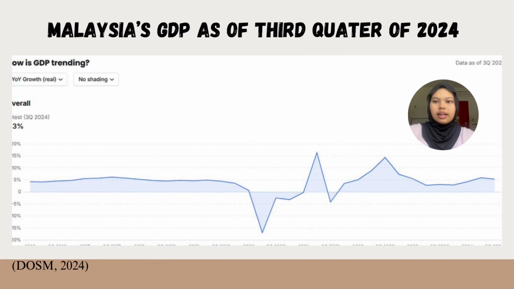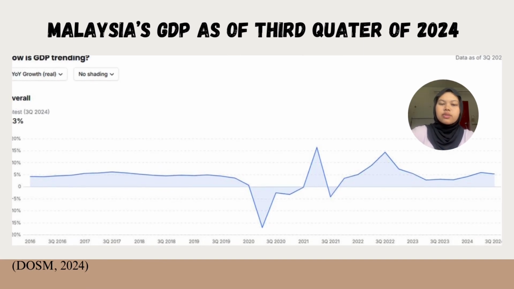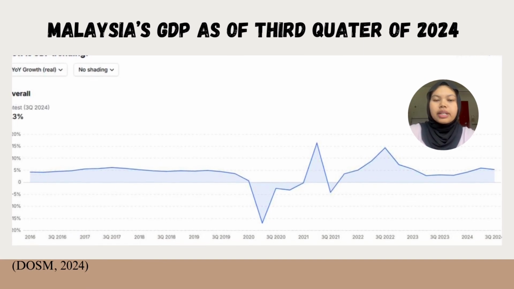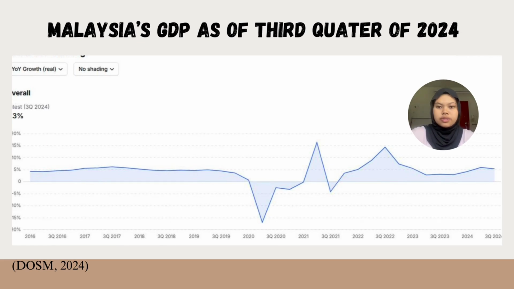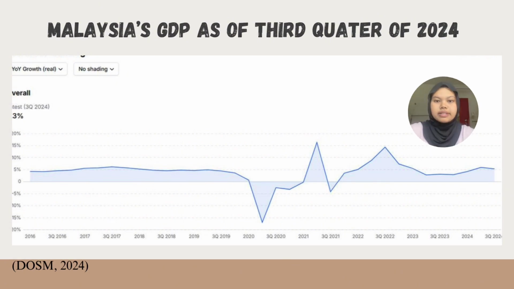As you can see on the slide is the graph of GDP growth since 2016 and the latest update from the Department of Statistics Malaysia, or DOSM, for the third quarter of the year 2024. It shows that the Malaysian economy has expanded by 5.3%.